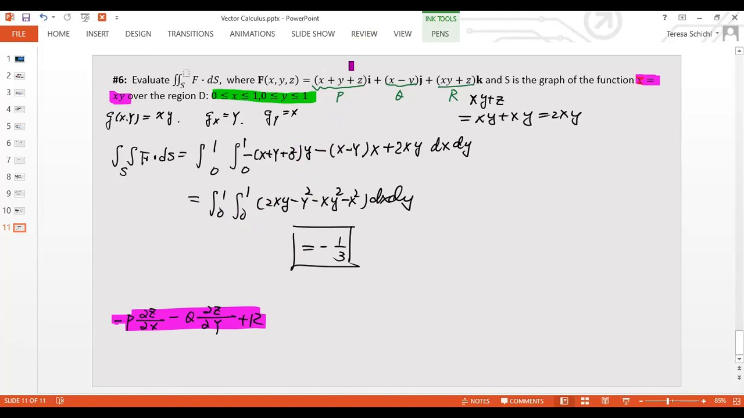So for our next topic, we're going to talk about Stokes' theorem here. That's another very interesting application here.